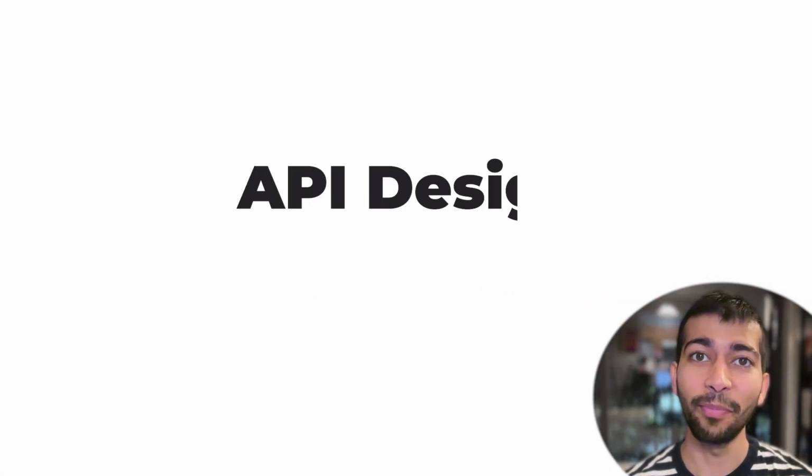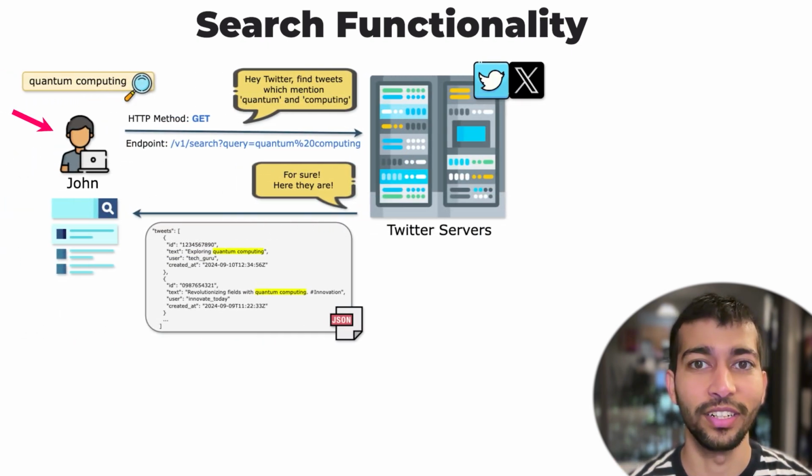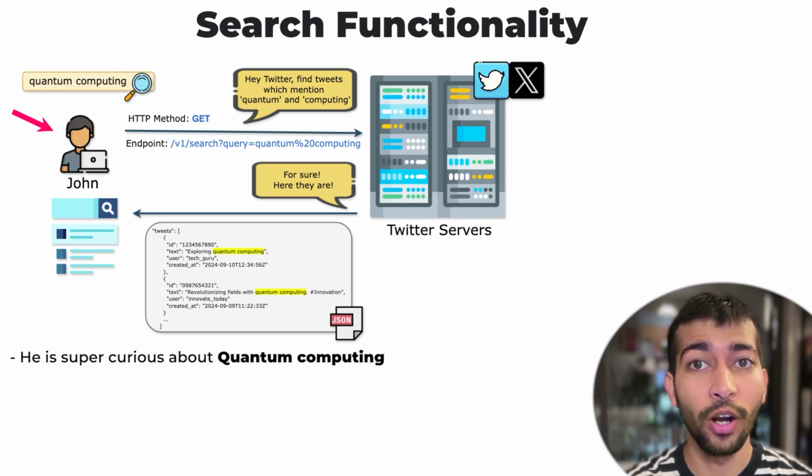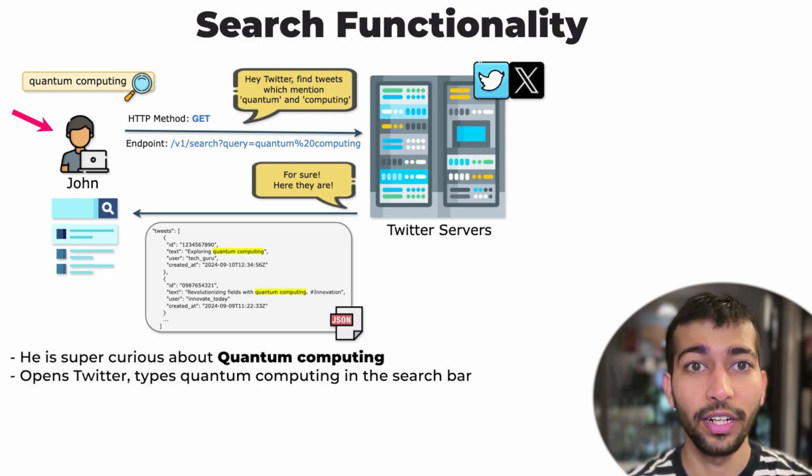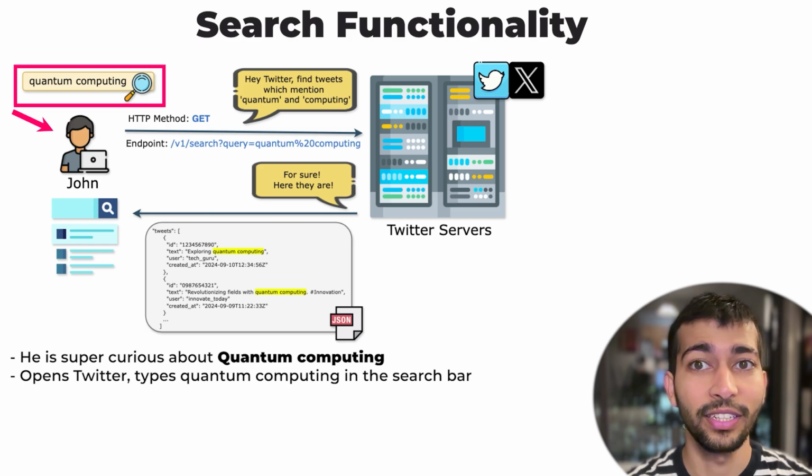Let's move on to the API design section. We'll do API design for our search functionality. So what happens when you hit search? Take a look at John, our user. He's super curious about quantum computing. So he opens Twitter, types quantum computing in the search bar and hits that search button. But what happens next? Let's break it down.